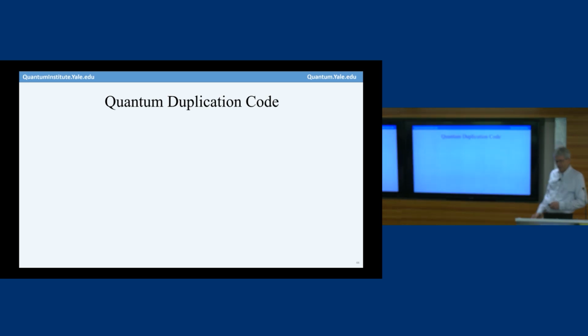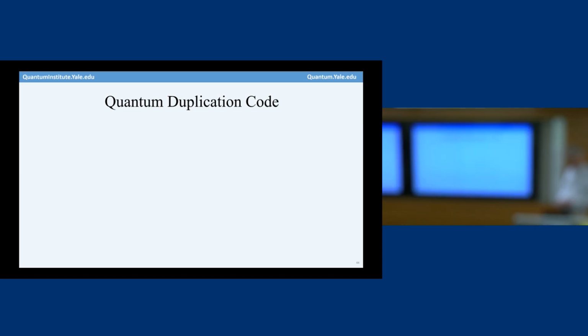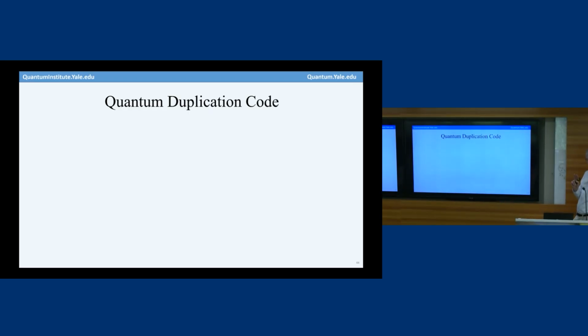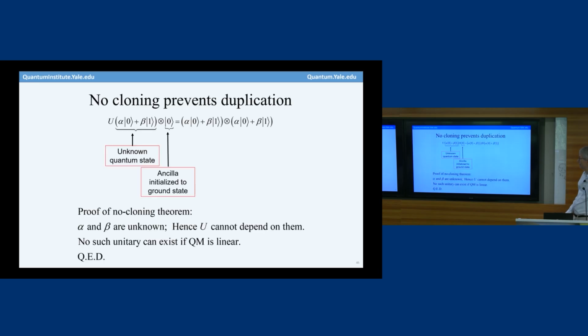Okay, so let's start with a quantum version of the repetition code with 2 qubits, the one we looked at classically, right? We could herald errors, but we couldn't correct them. So let's do the same thing here. Here's my unknown quantum state. I'm writing it as alpha and beta, but we don't know what those are.